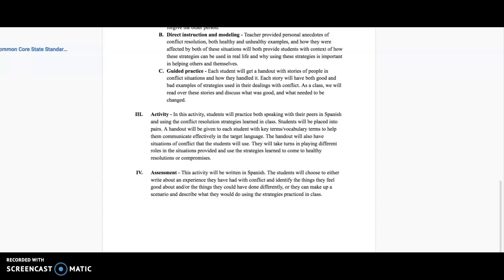Moving on to the assessment, which is the take-home activity that they will be doing, and this will be written in Spanish. I will have the students choose to either write about an experience they have had with conflict and identify the things they feel good about and or the things they could have done differently, or they can make up a scenario and describe what they would do using the strategies practiced in class.